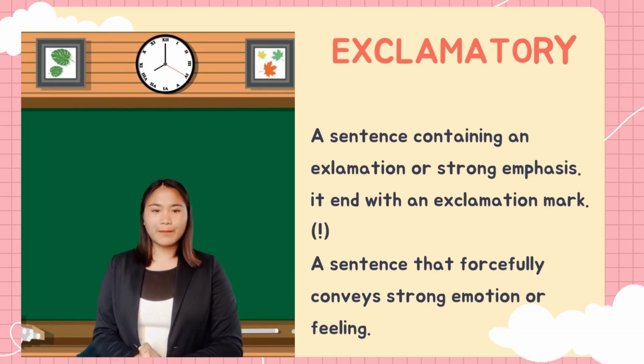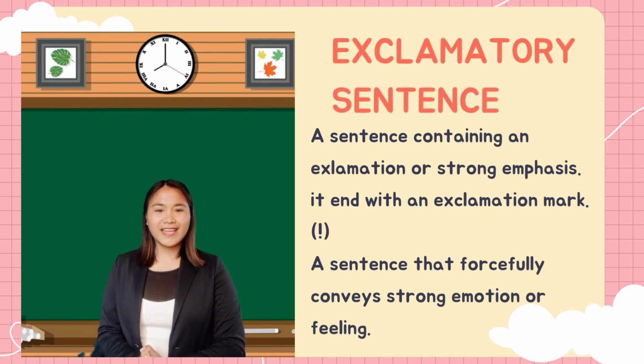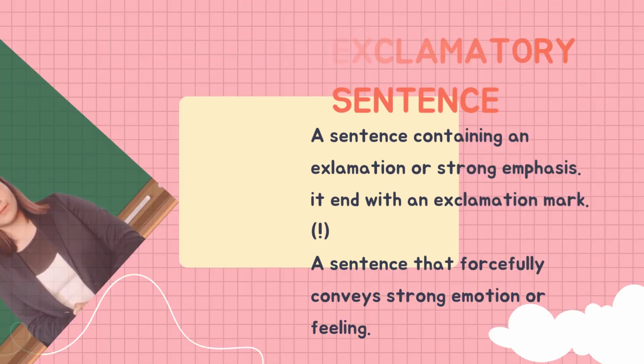And the third type of sentence is the, you got it right, the exclamatory sentence. It is a sentence containing an exclamation or strong emphasis, and it ends with an exclamation mark. It is also a sentence that forcefully conveys strong feeling or emotion.